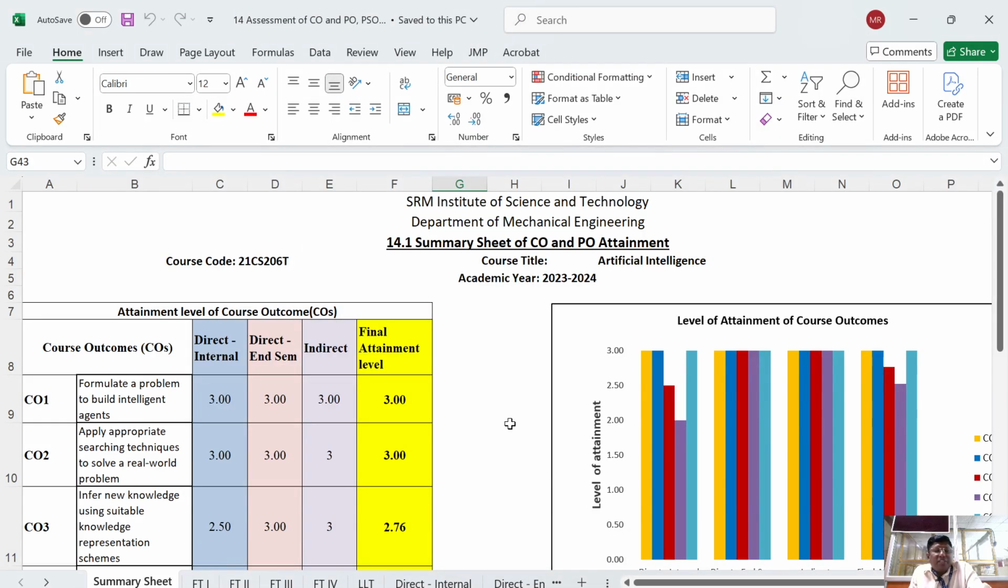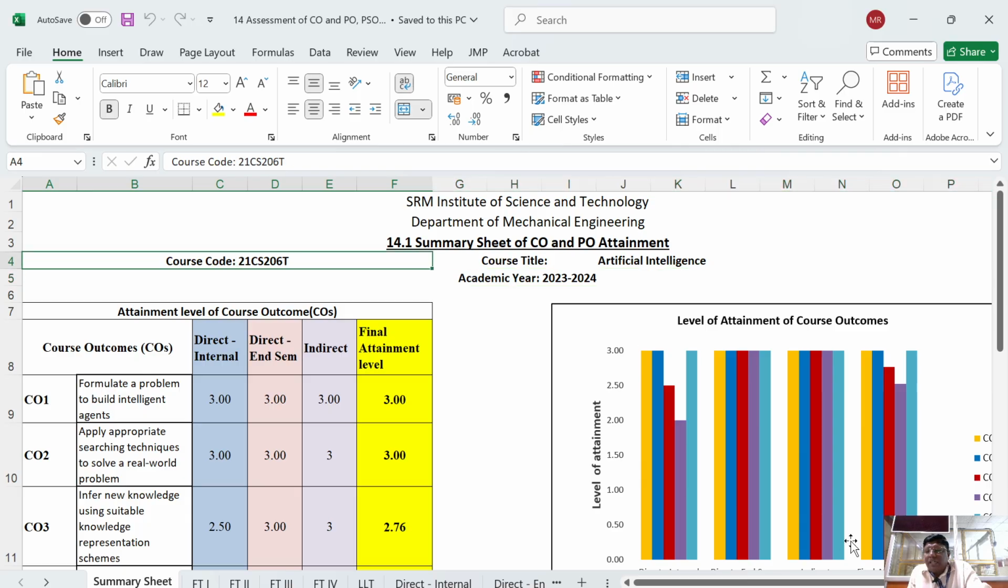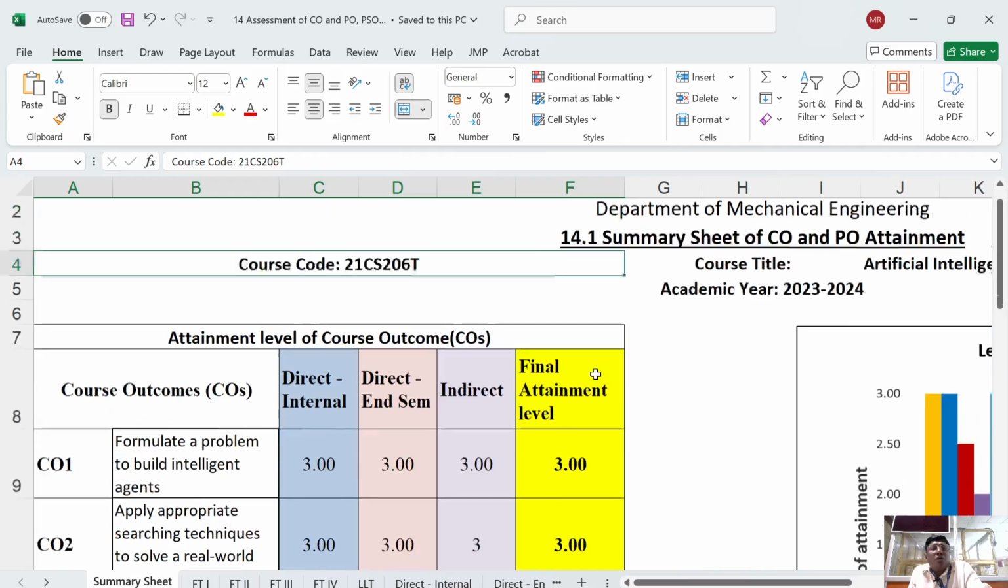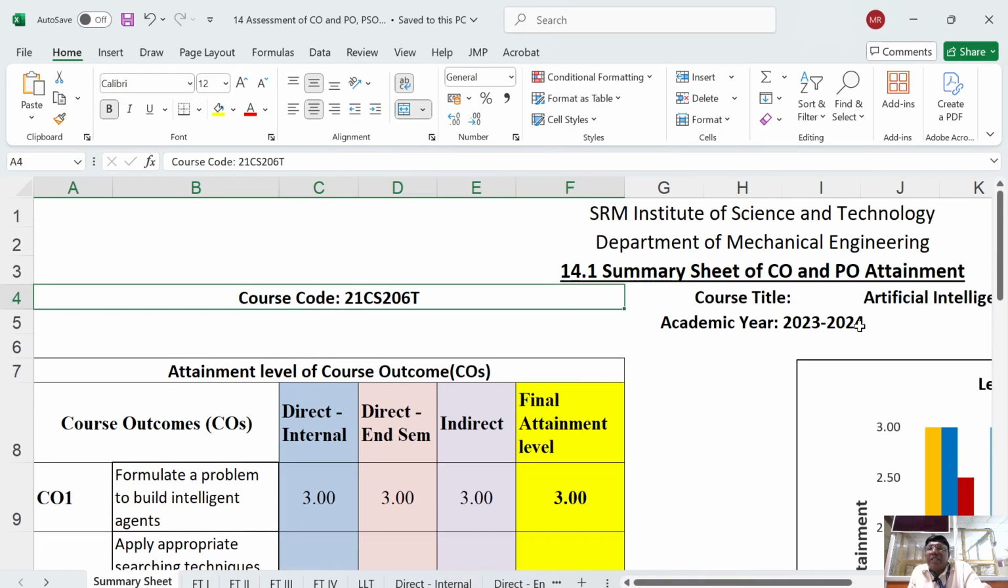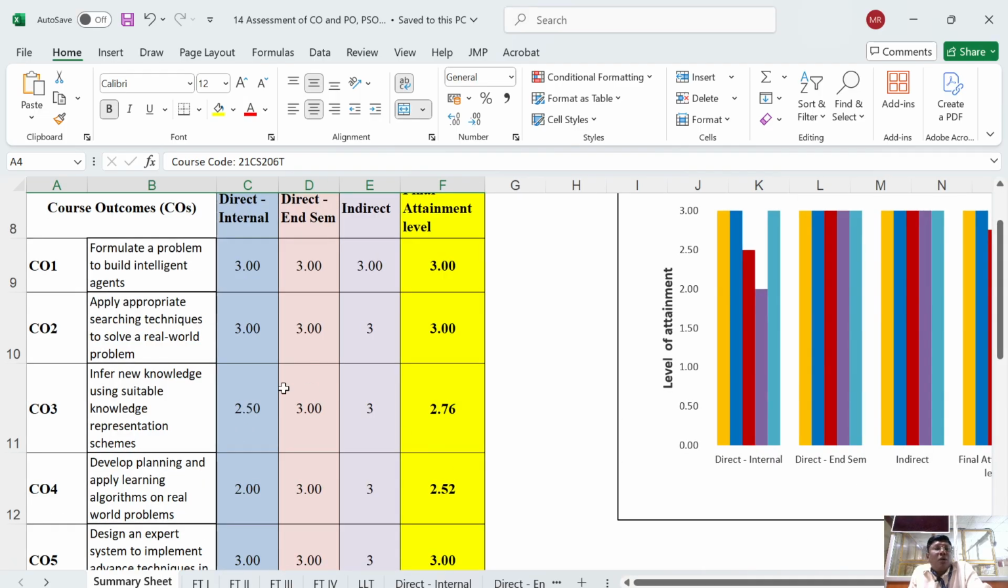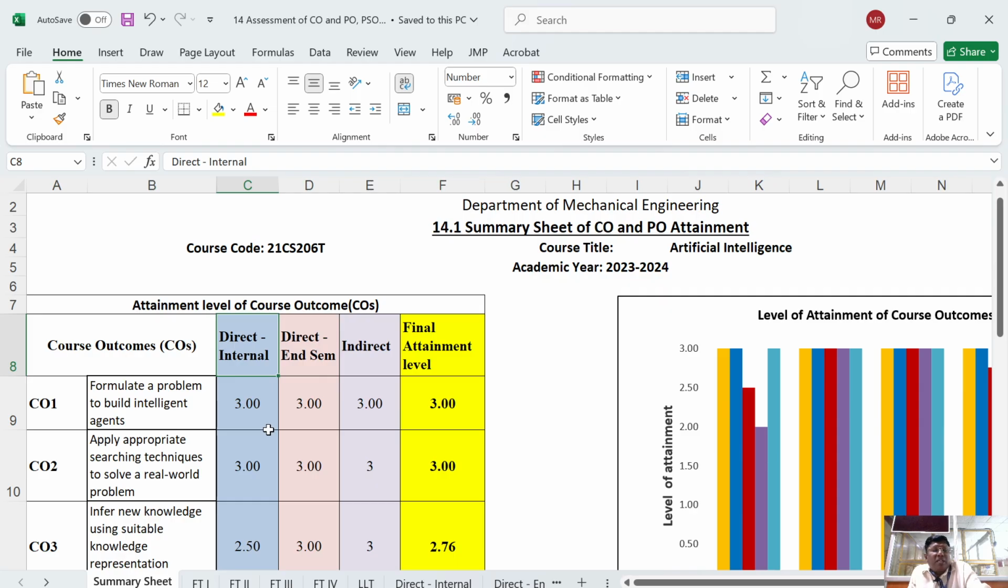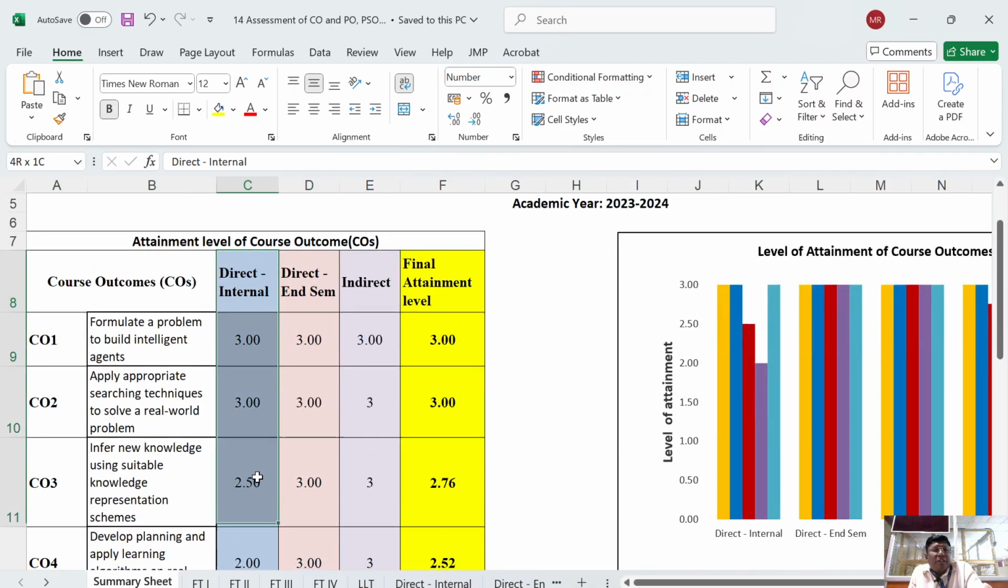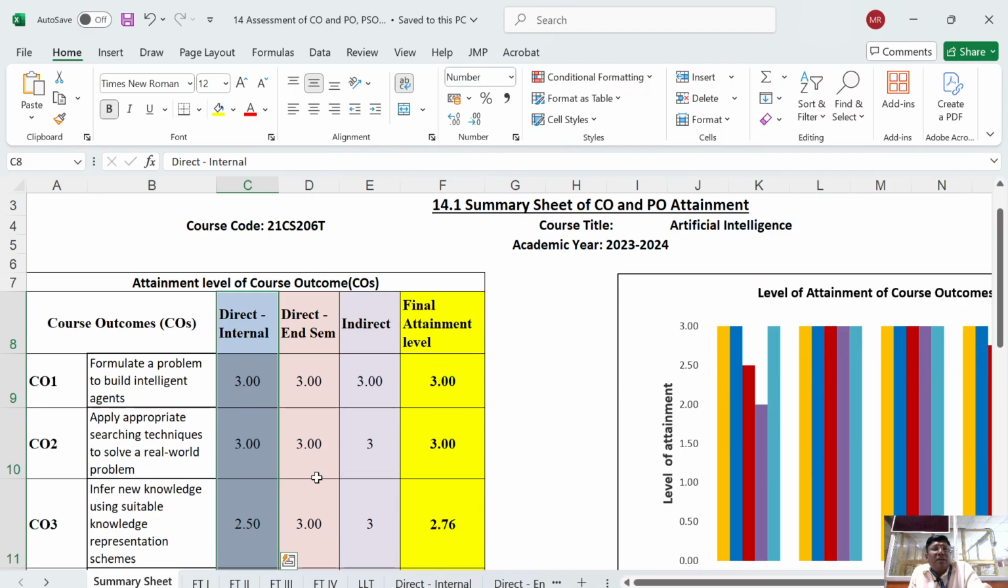So if you look at that, we have put the summary sheet. The first sheet is getting the course outcome, the course code, what the title of the course is, and which academic year it is offered. And as a summary, we are getting a direct internal assessment, from formative assessment to lifelong learning.